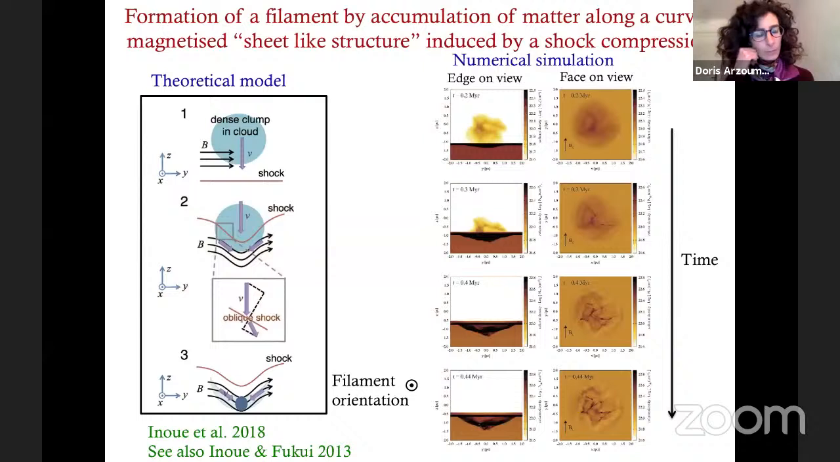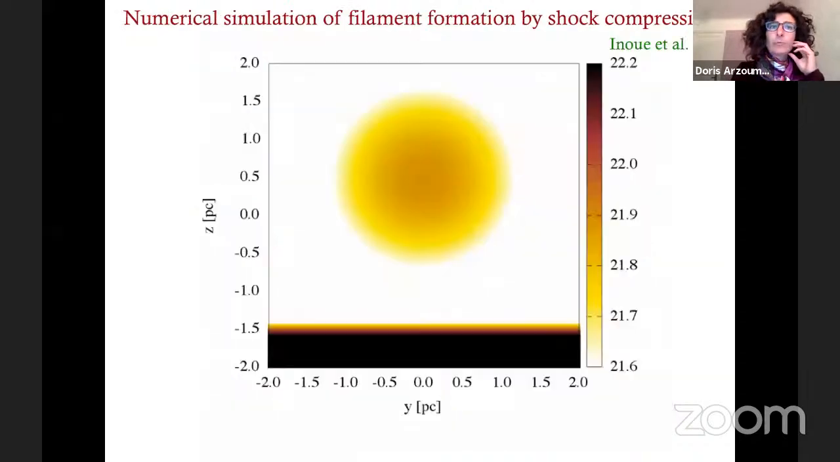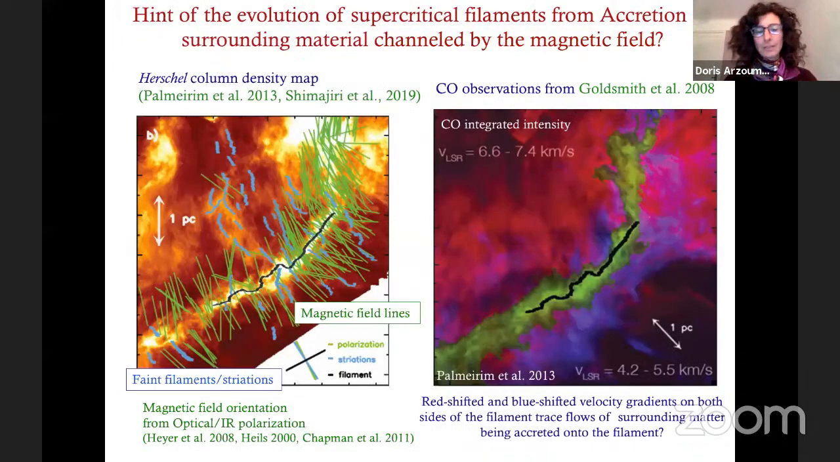There are some numerical simulations where they vary the magnetic field strength, and they show that if the magnetic field is not strong enough, then you will form more clumpy structures. And in order to have long filaments, the magnetic field is important. And now we are getting more and more observations that are tracing the magnetic field. And then we can see how the magnetic field structure is ordered, and also how the structure changes inside of the filament when the filament fragments.